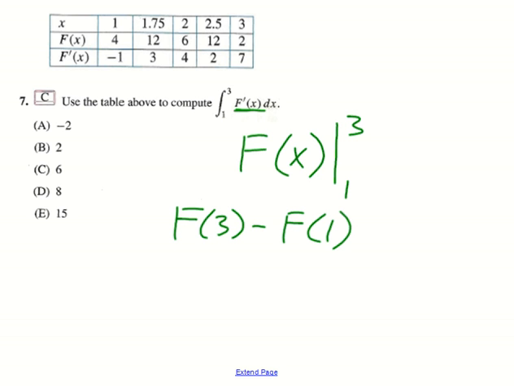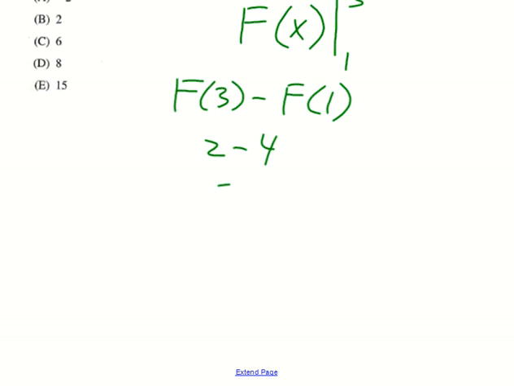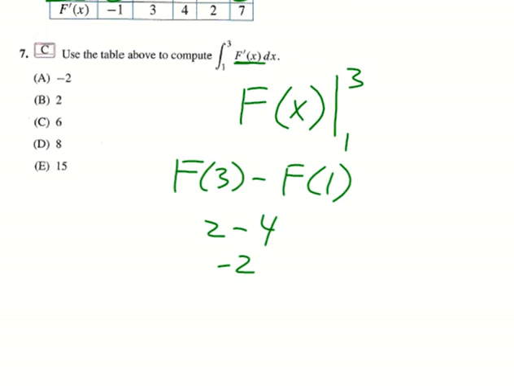And so now we've been given this chart that we're going to use up here in order to calculate this. And so we're looking for regular capital F at 3. And so those two things intersect right here with a 2. So that's 2 minus, and this function evaluated at 1 gives us the 4 right here. So 2 minus 4 makes negative 2. And so our answer choice is going to be A.